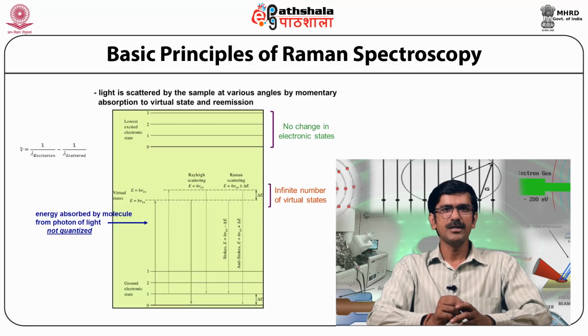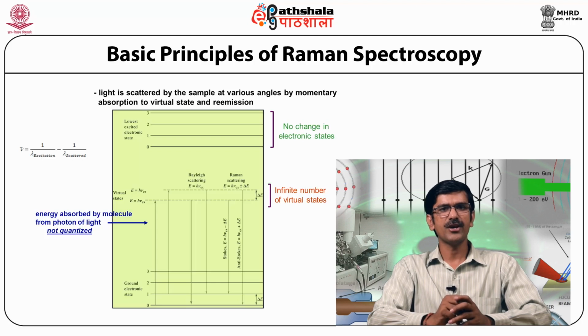Light is scattered by the sample at various angles by momentary absorption into a virtual state and re-emission. The Raman effect arises when a photon interacts with the molecule and consequently interacts with the electric dipole of the molecule. According to quantum mechanics, the scattering is denoted as an excitation of a virtual state with lower energy than a real electronic transition, with nearly coincident de-excitation and change in vibrational energy.